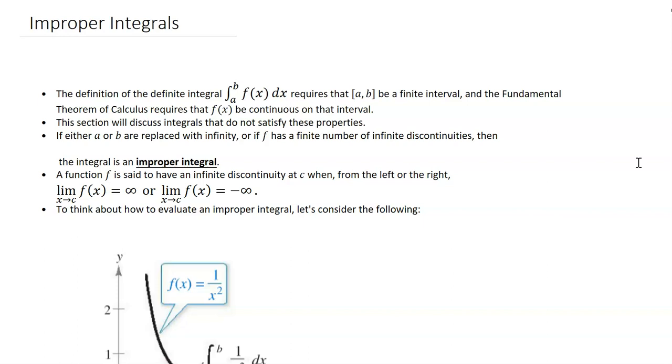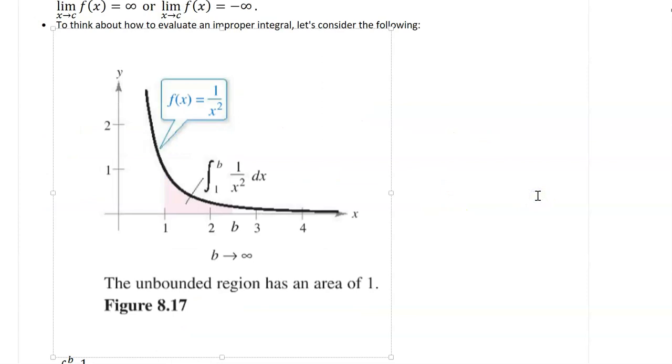Either a or b is not a finite number, one or the other could be negative infinity or positive infinity, or there's a discontinuity. So if a or b is replaced with infinity, or if there's a finite number of infinite discontinuities, then the integral is said to be an improper integral. A function f is said to have an infinite discontinuity at c when, from the left or right, the limit as x approaches c of f of x equals infinity, or the limit as x approaches c of f of x equals negative infinity.